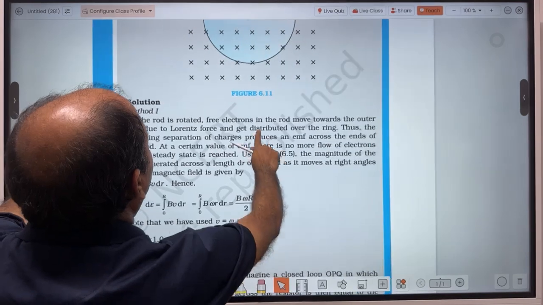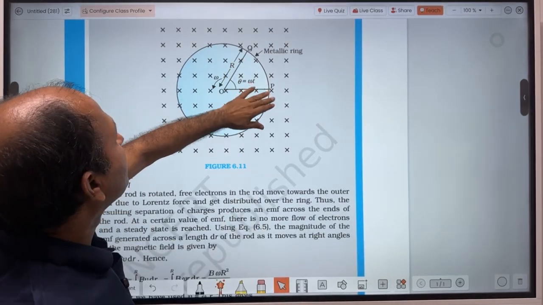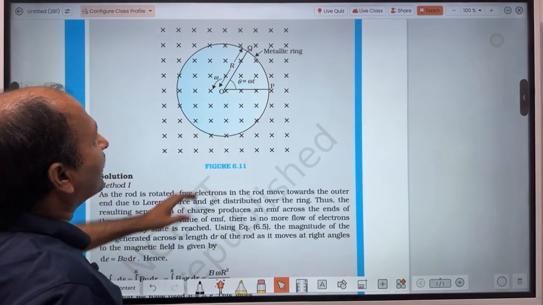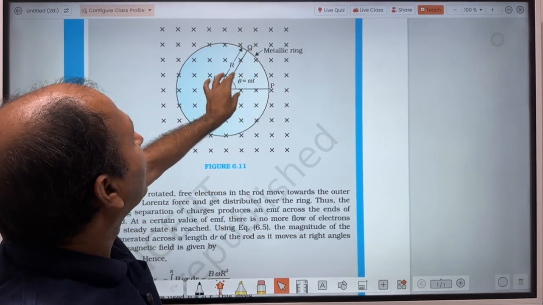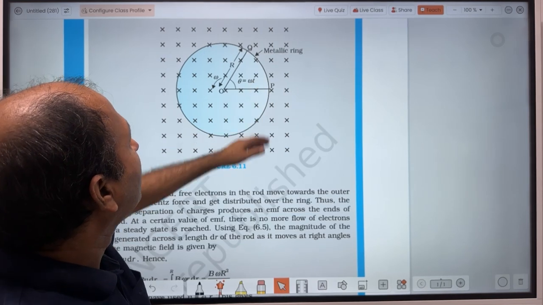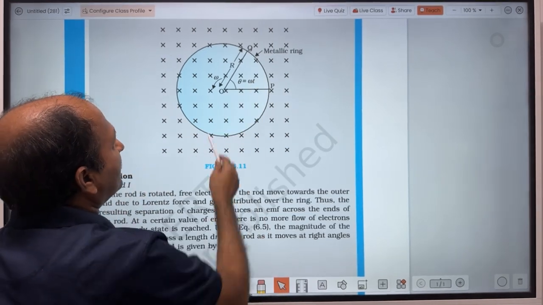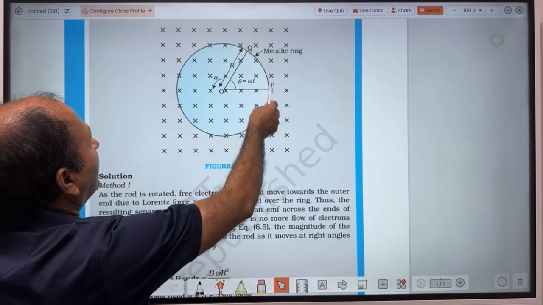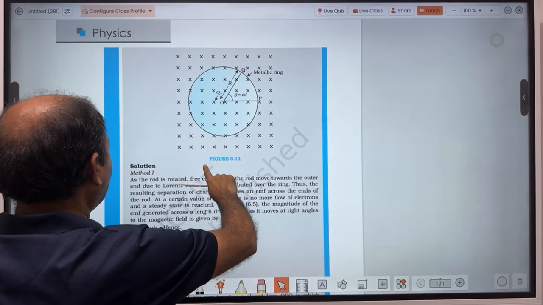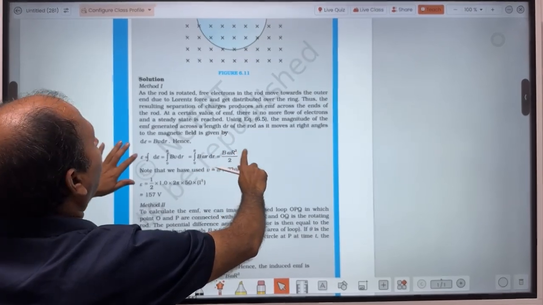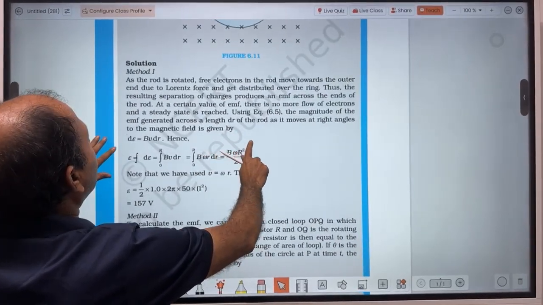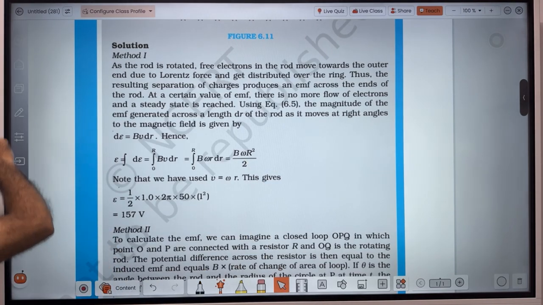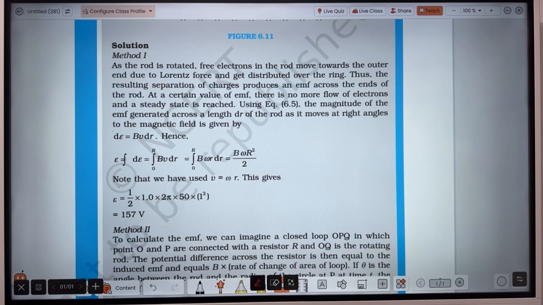So first of all, let's see what is happening. This is the case. This is a metallic ring of radius r, and this is a rod that is moving like this, right? At any instant, theta is omega t, and then we can find angular velocity, d theta by dt, and other things we can calculate. So here there are two methods of calculating the EMF induced. We will see them one by one, and we will try to find out why these two methods are important.